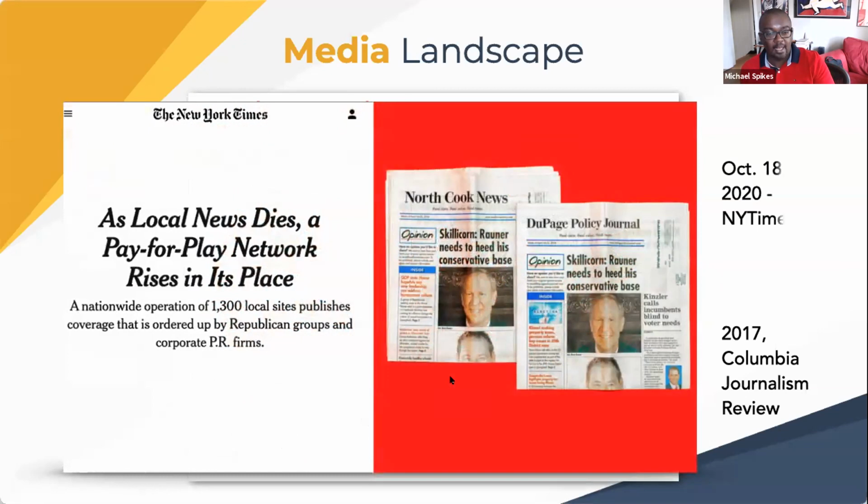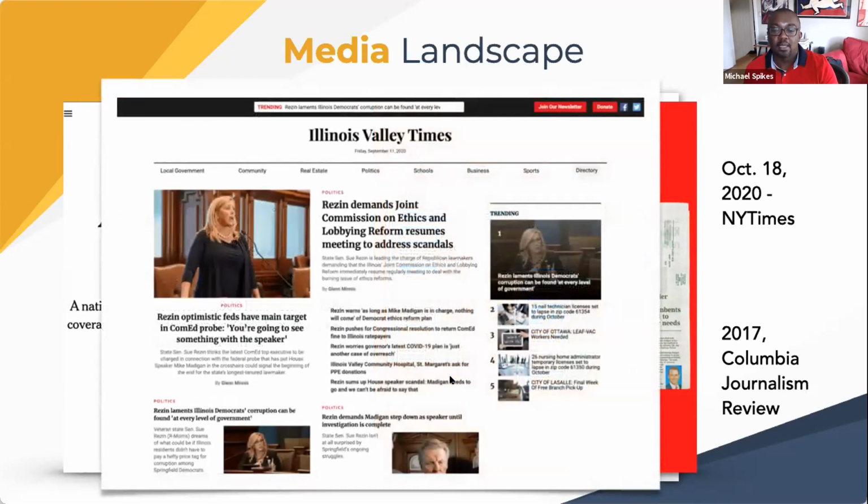This was highlighted in a New York Times story about a single nationwide organization operating what they called newspapers and websites that were full of favorable information for a particular political party or a company. And this can also happen online, where we might see websites be created that, again, mimic news outlets, but in essence are made to promote a particular candidate or a particular party.